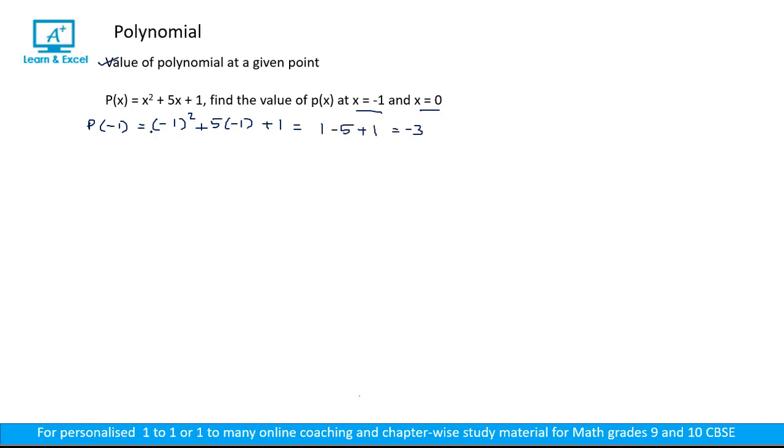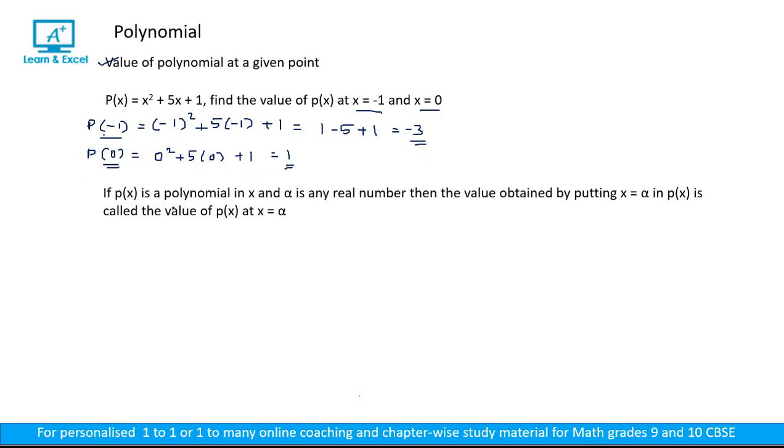Now let us find the value of the polynomial at x equal to 0. So P of 0 will be equal to 0 square plus 5 into 0 plus 1, which is equal to 1. Hence we can see that the value of the polynomial at x equal to minus 1 is minus 3 and at x equal to 0 it is 1. So we can say that if P of x is a polynomial in x and alpha is a real number, then the value obtained by putting x equal to alpha in P of x is called the value of P of x at x equal to alpha.